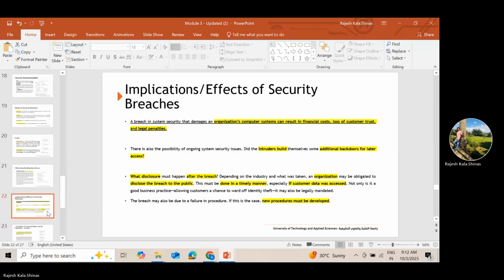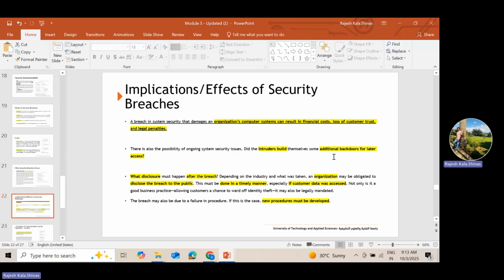Then what are the effects of security breaches? What happens if a security breach occurs? First thing is the company will lose money, the financial cost. Then customer trust. The customer will not trust you because their data has been compromised, right? Legal penalty. The company has to pay money to the customers, the insurance company, all those people.